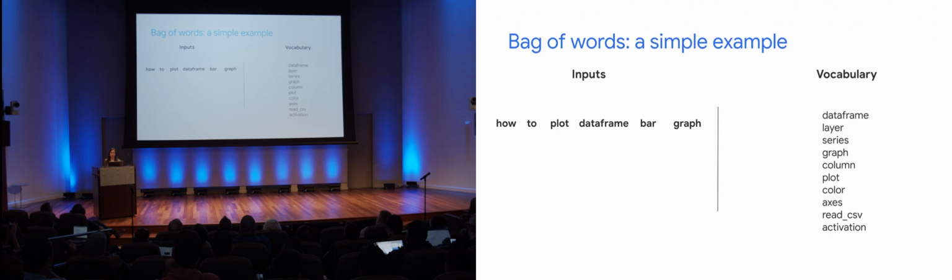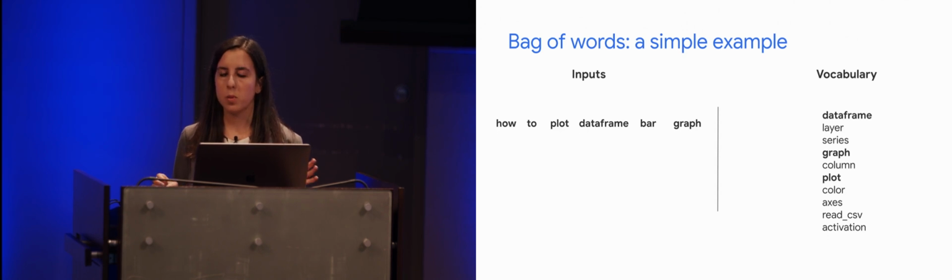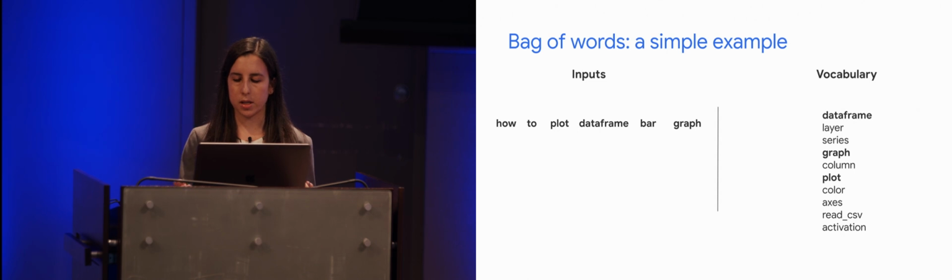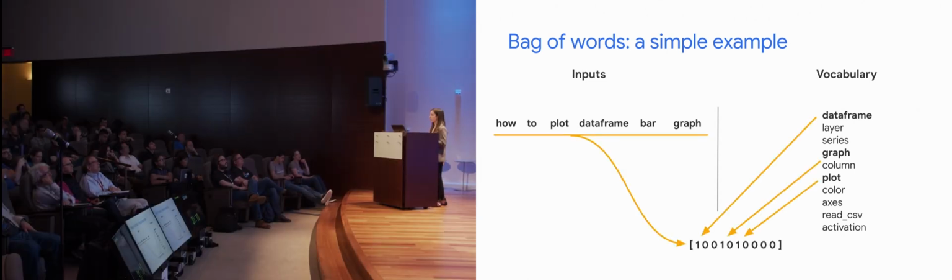So what happens when we get a question like this? How to plot data frame bar graph. These 3 words from our vocabulary light up because those are in the question. So the way we represent this in a matrix is we have this vocabulary array where each index in the vocabulary corresponds with the word from the vocabulary.